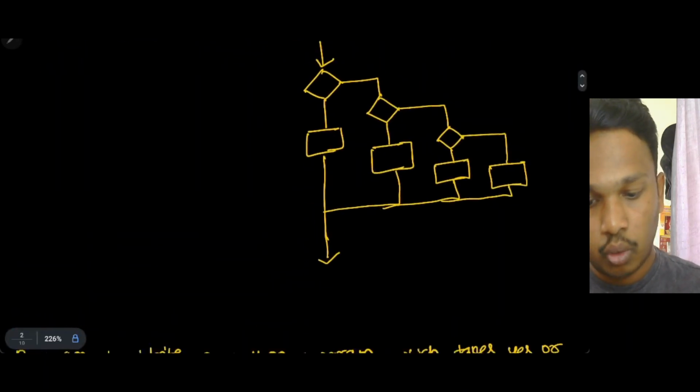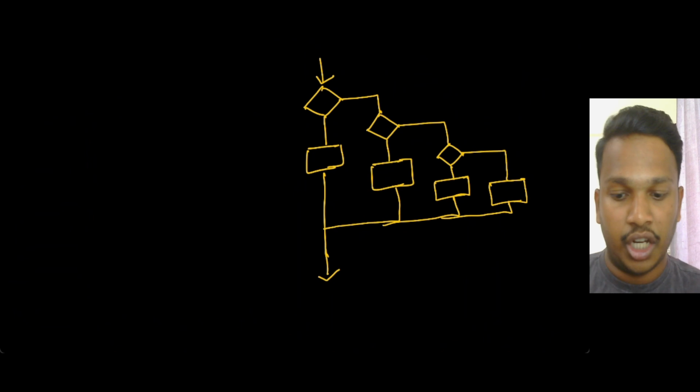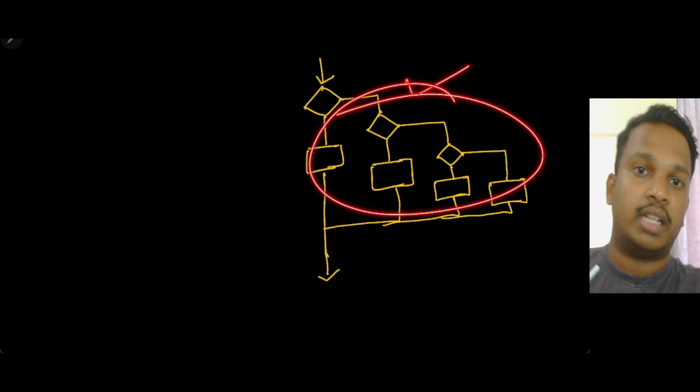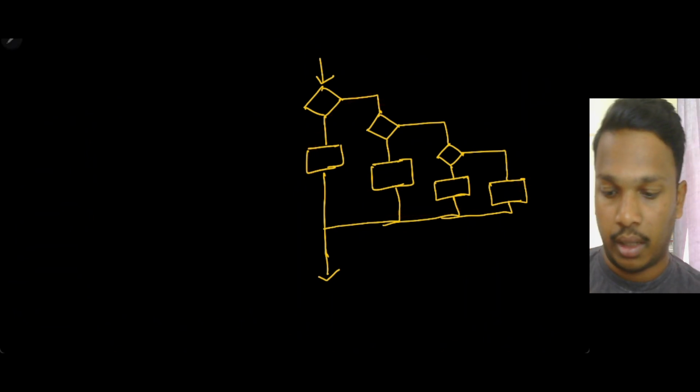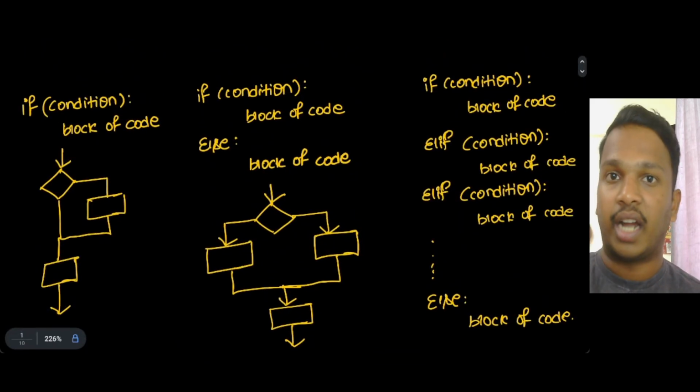If it is more than two, a grade, b grade, c grade, d grade, e grade, multiple things, no more than two, then use this else if ladder. These are the three scenarios which I want to tell you about. This is the statement syntax for conditional statements.